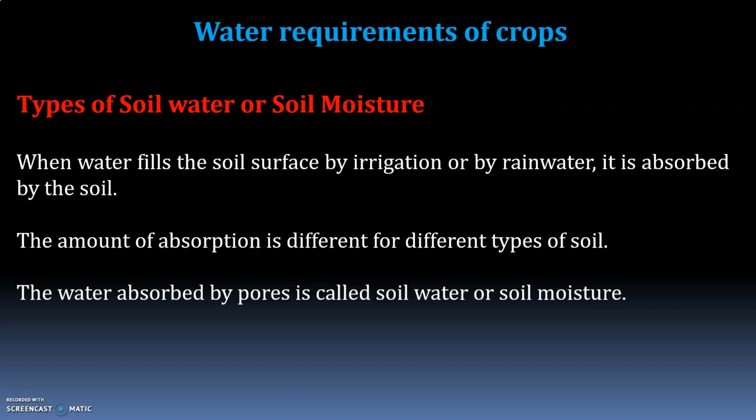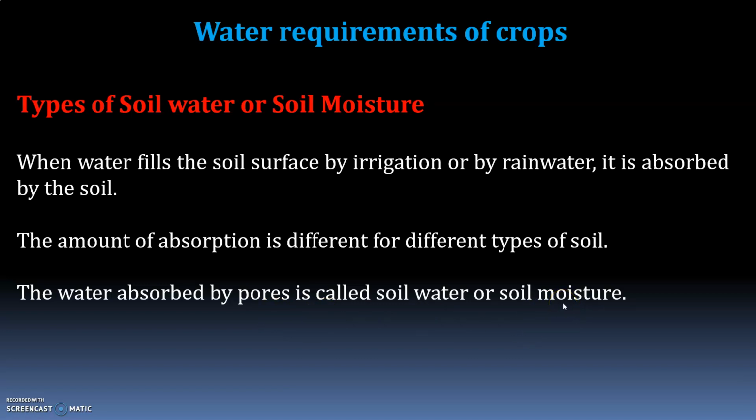Before studying water requirements of crops, first you should know what are the different types of soil water or soil moisture. When water fills the soil surface by irrigation or by rainwater, it is absorbed by the soil. All of us know this thing. The amount of absorption is different for different types of soil. The water absorbed by pores is called soil water or soil moisture.